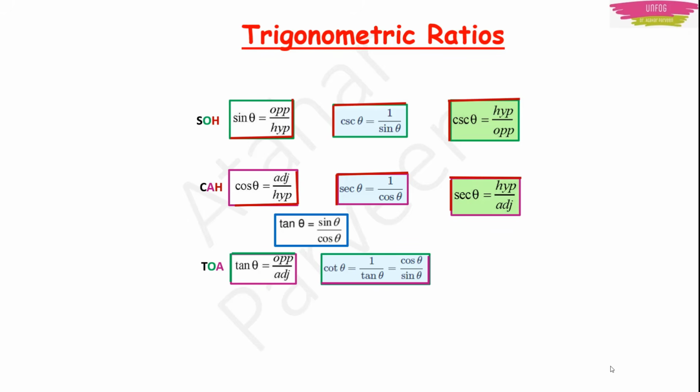Now tan theta is equal to sine theta by cos theta, right? What will be cot theta? We told that it is reciprocal of tan, right? So cot theta will be equal to cos theta by sine theta. If I want to write it in terms of sides, I will write it as adjacent side by opposite side.